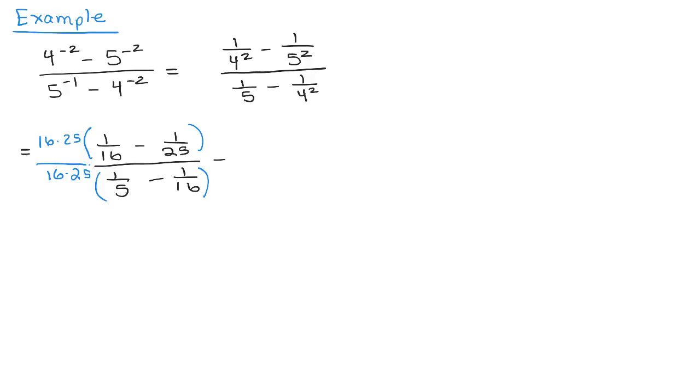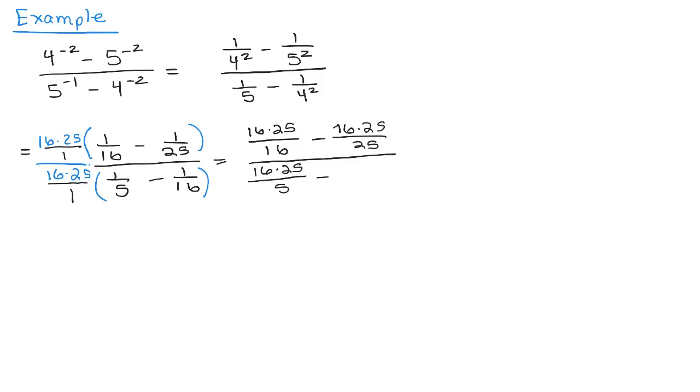All right, so we need to distribute the 16 times 25 to the 1/16. And look at how I'm going to write that. I'm going to write that as 16 times 25 over 16 instead of writing times 1/16. Hopefully you all could see that's the same thing. Minus, and I'm going to have 16 times 25 over 25. And in the denominator, I have 16 times 25 over 5 minus 16 times 25 over 16.